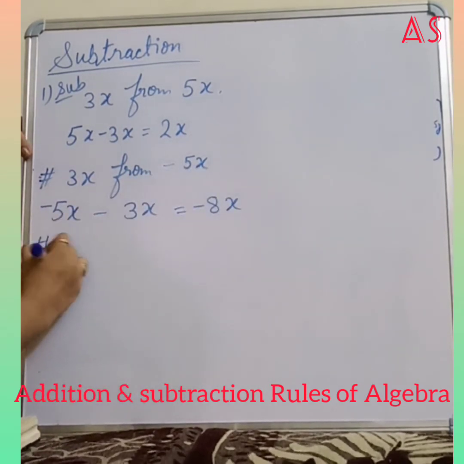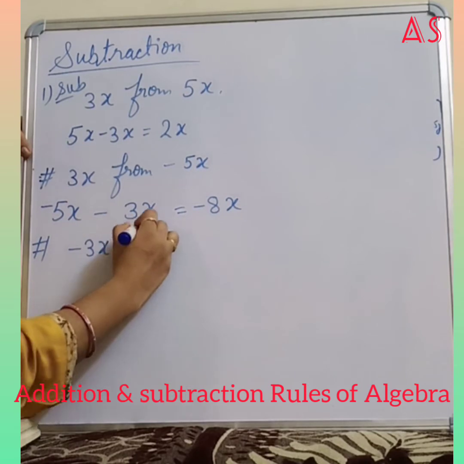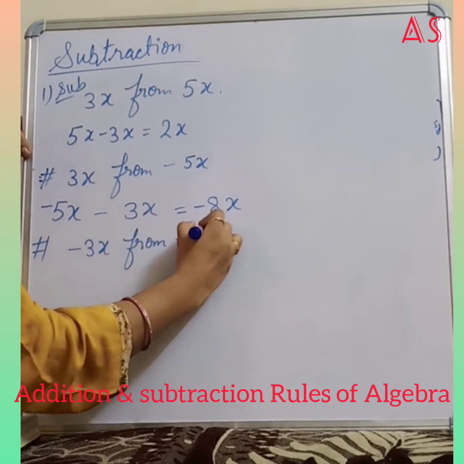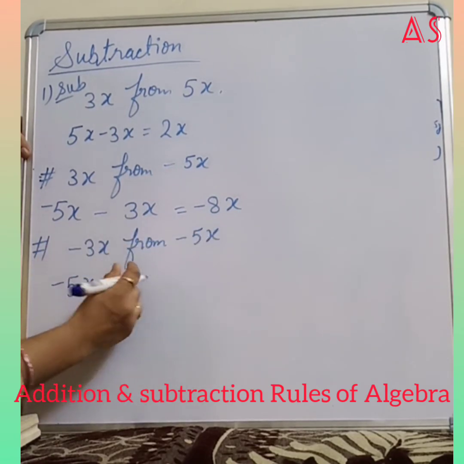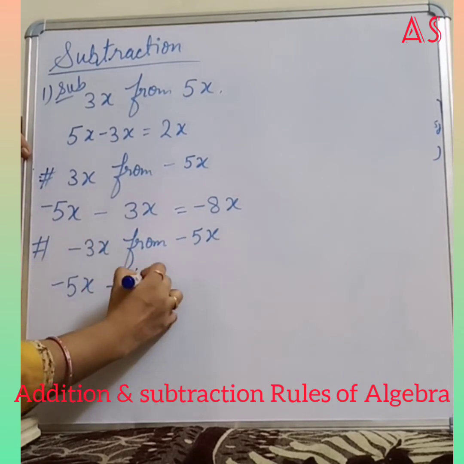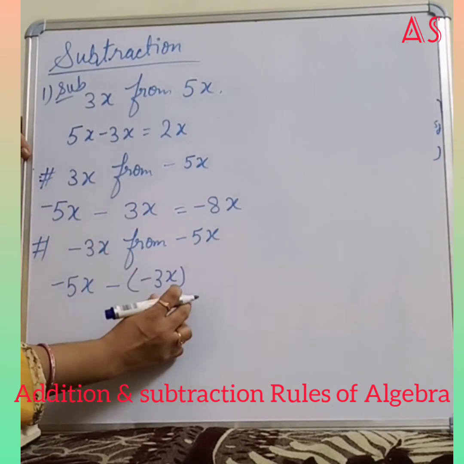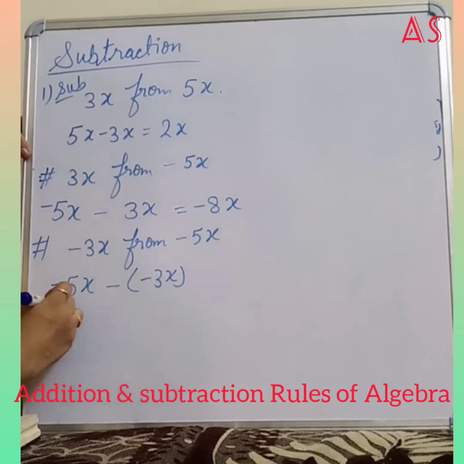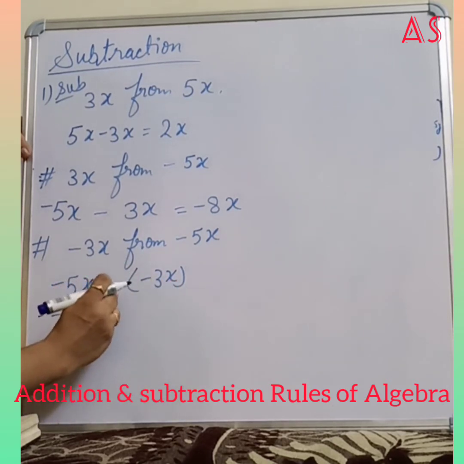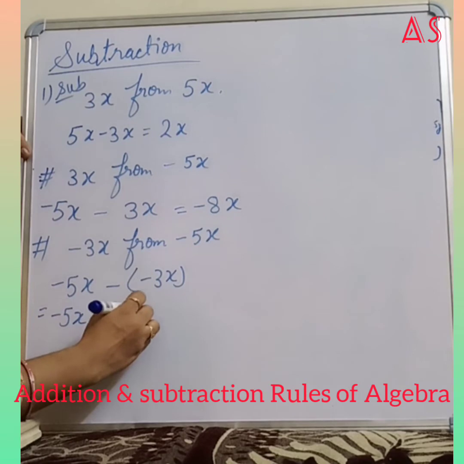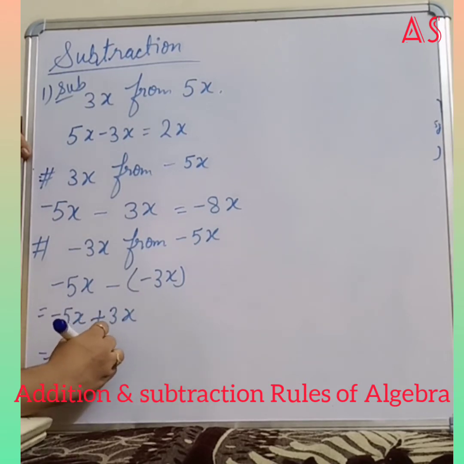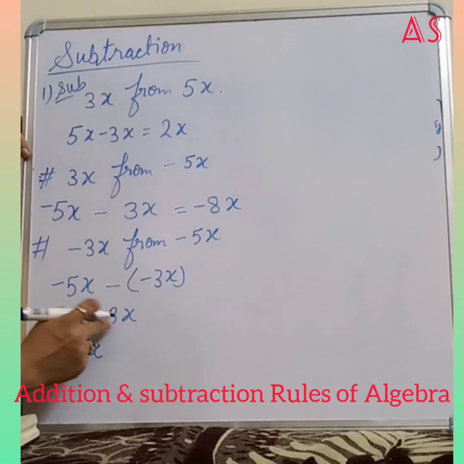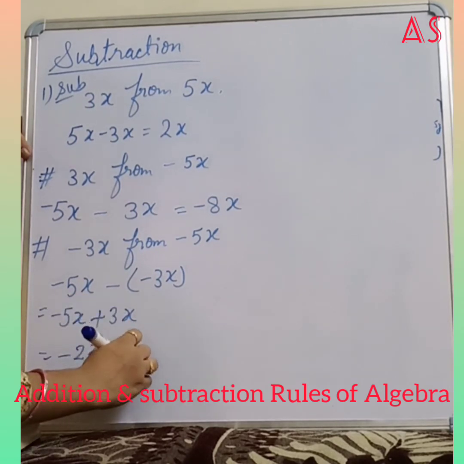One more example like this. Suppose subtract minus 3x from minus 5x. How to do it? Again, last minus first. First we write the given part, minus 5x, then minus minus 3x, which is plus 3x. So minus 5 plus 3 is minus 2x. The bigger digit's sign will come, and minus plus is minus. This is the way we solve subtraction.